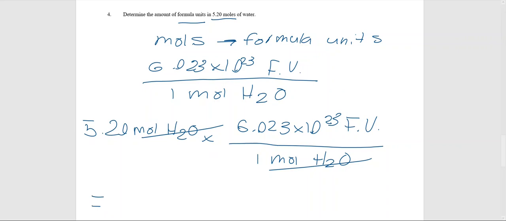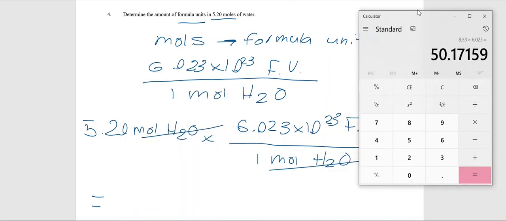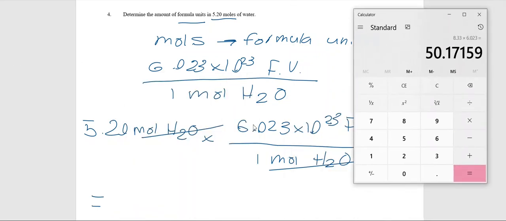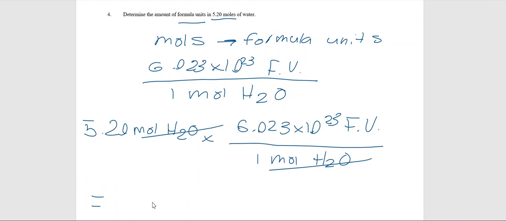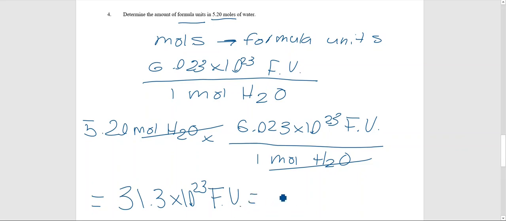And so the math behind it, very similar to the previous problem, you just multiply 5.2 times 6.023 and then tack on the 10 to the 23rd at the end. So it'll be 5.2 times 6.023. We're going to round that down to 31.3. So this is going to be 31.3 times 10 to the 23rd formula units. Or you could change it to scientific notation, which would be 3.13 times 10 to the 24th formula units.